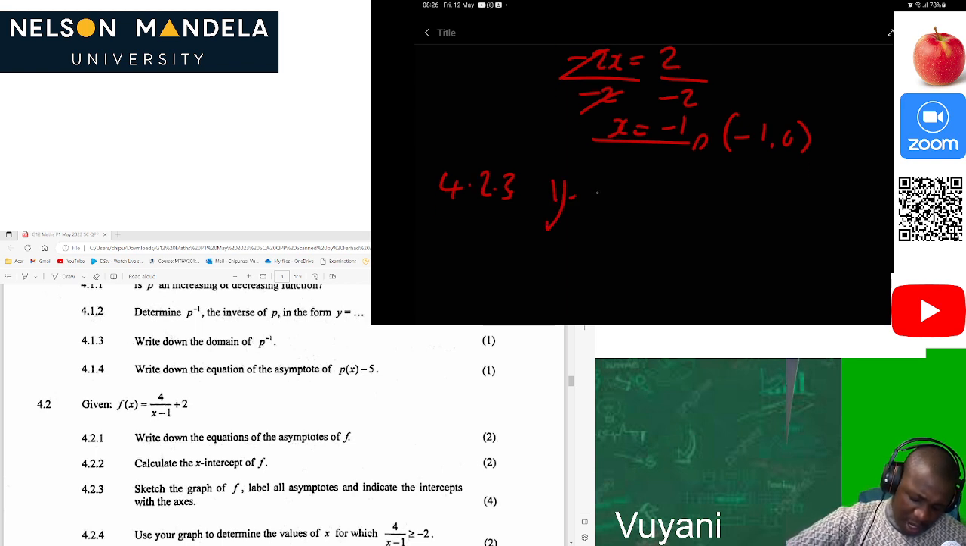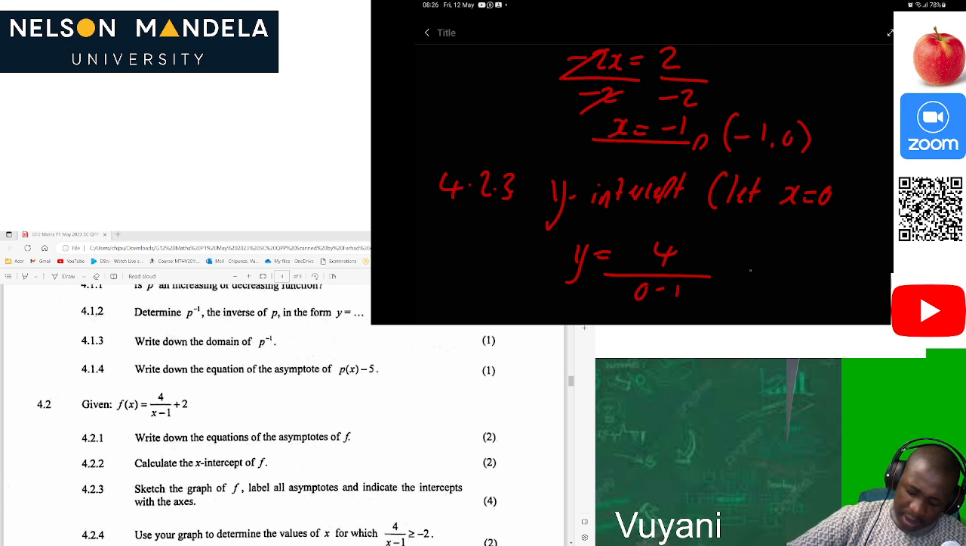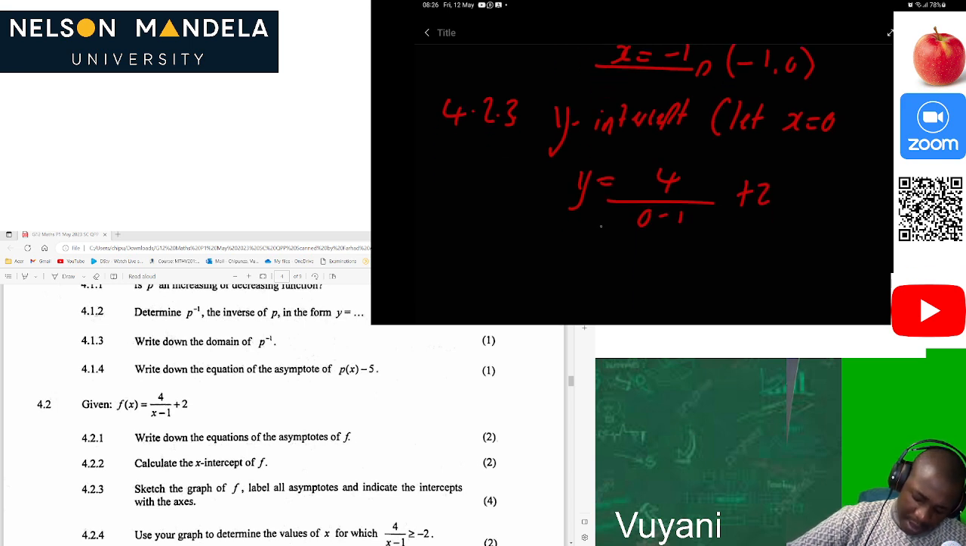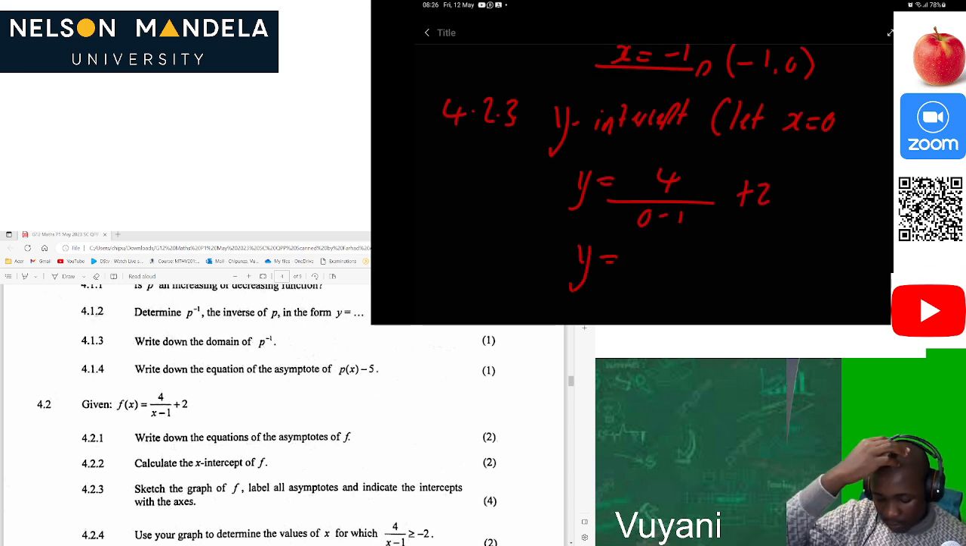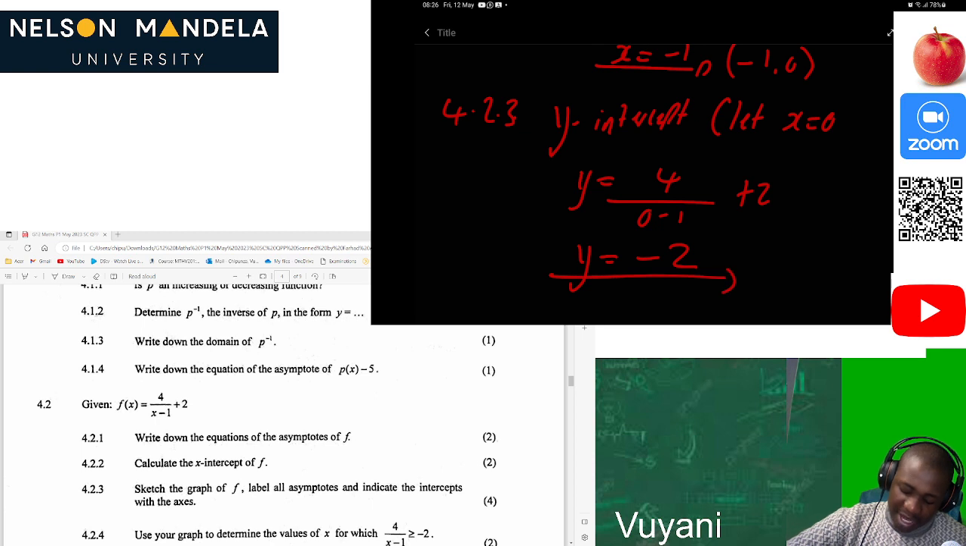So let's find the y-intercept. We let the value of x be 0, so y will be equal to 4 over 0 minus 1 plus 2. Then y will be equal to 4 divided by negative 1, that's negative 4. Negative 4 plus 2 is negative 2. Then again, we write it in coordinate form: (0, negative 2).